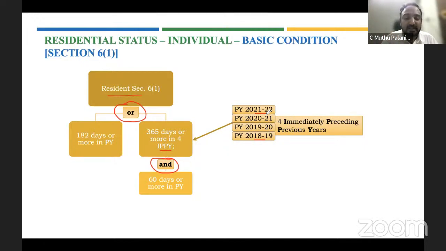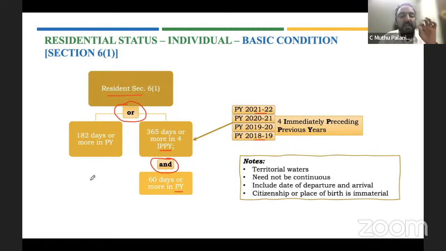What is the second part of the second condition? 60 days or more in the previous year. So the second condition is divided into two parts. The first part is 365 days or more in the 4 immediately preceding previous years, and 60 days or more in the previous year. If you're satisfying both these conditions, then you have satisfied the second condition. Once you have satisfied this, you will be called resident. If both the conditions are not satisfied, then you will be called non-resident. And a thing to be considered is that when you're talking about calculation, it should include both the date of departure and arrival.